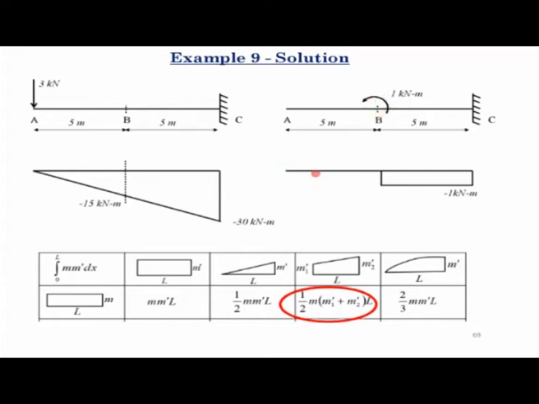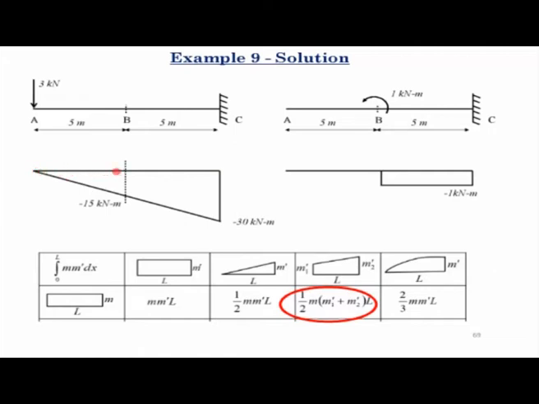But under the virtual load, or under the virtual moment in this case, the moment function has a break or a discontinuity over this half span. So we have to consider two separate integrals. One is from 0 to 5 and the other one would be from 5 to 10.